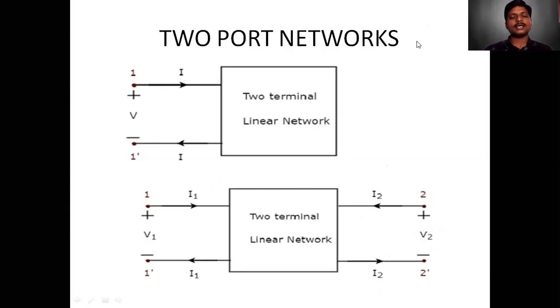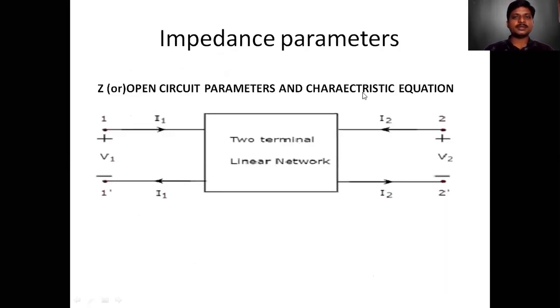Now we will be looking into the most basic concept, that is, parameters. We have many types of parameters in electrical engineering for a two-port network, but in our syllabus, we will only look into Z parameters and Y parameters. Let us see what a Z parameter is. The Z parameter is also known as the impedance parameter or open circuit parameter.